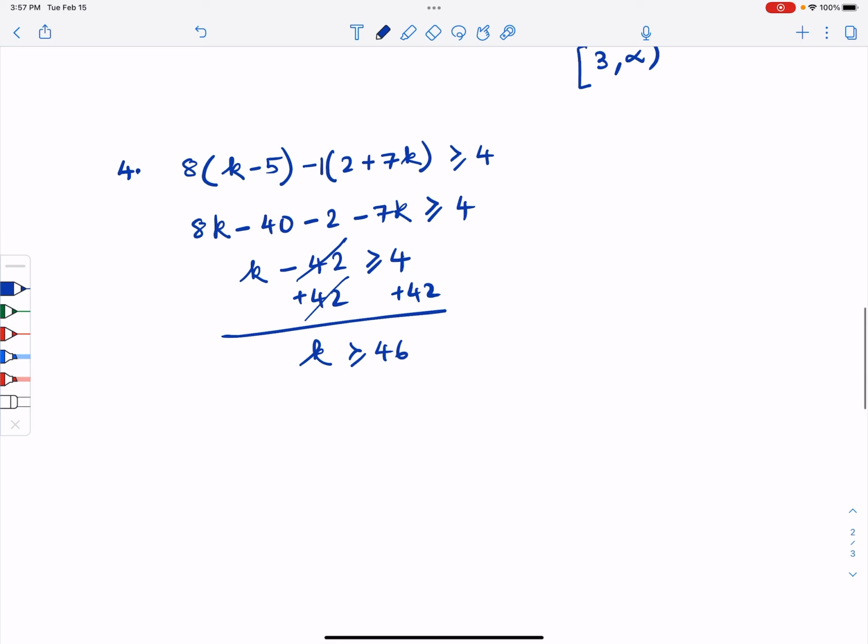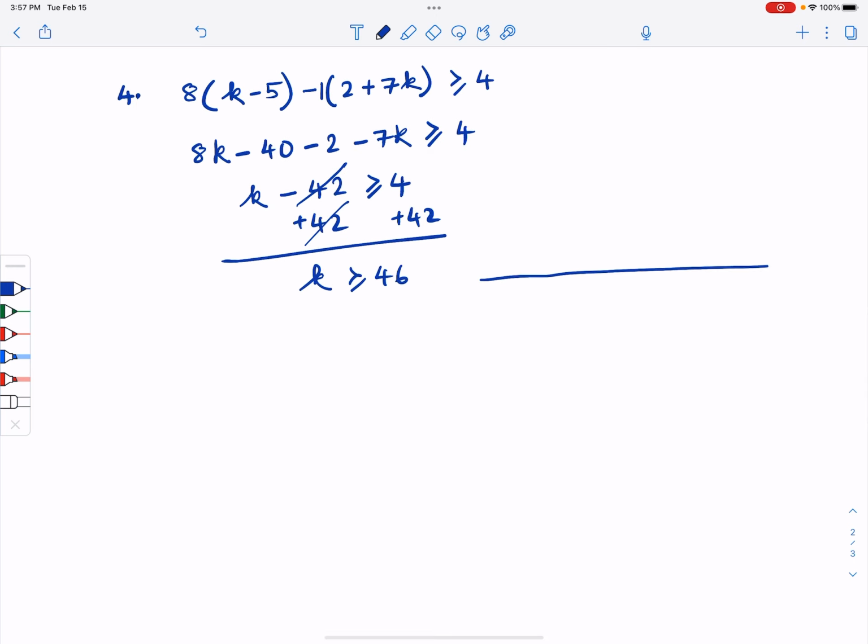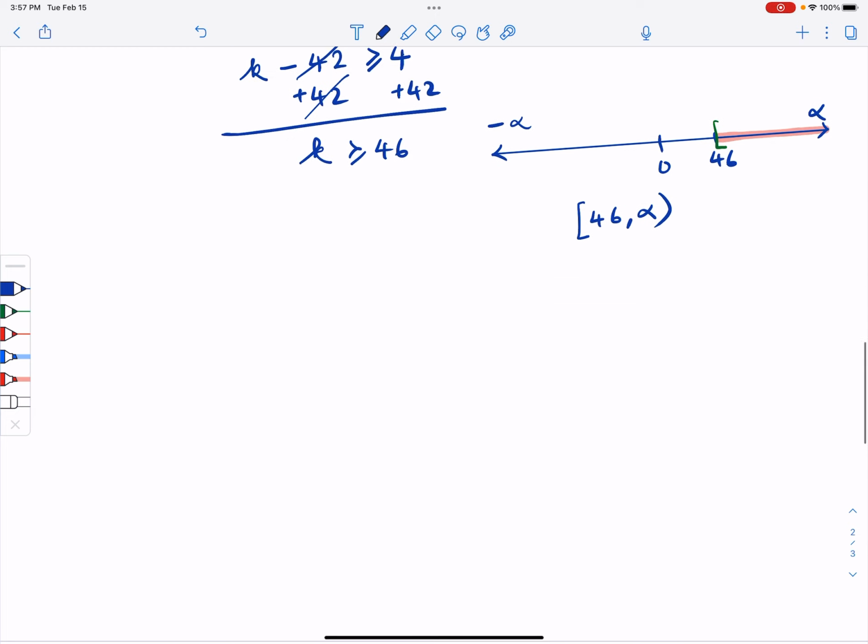As you can see, if I put the number line out here, make a straight line, let's say I have 46 out here. That's 0, infinity, negative infinity. k is any value greater than or equal to 46. So I put a square bracket there. And so the solution set is 46, comma, infinity, close bracket, or close parenthesis. All right. Okay, let's do another one.